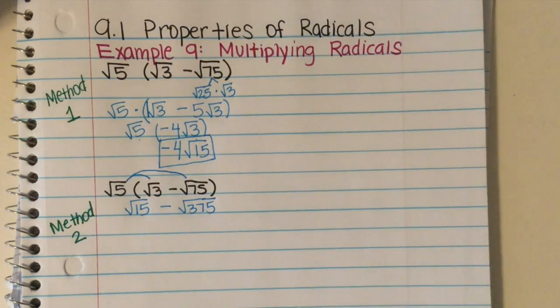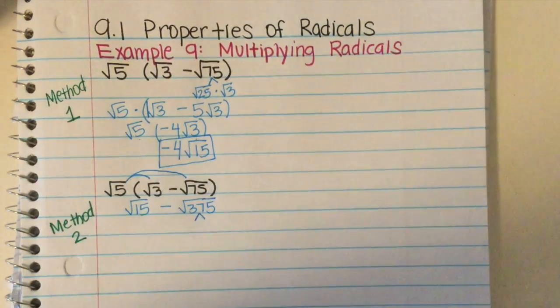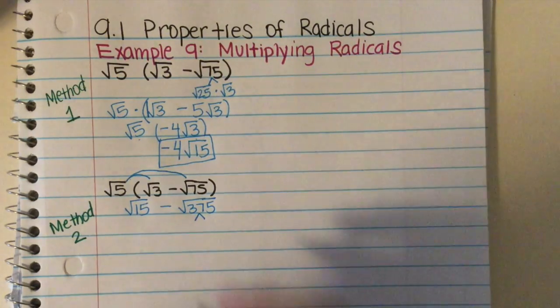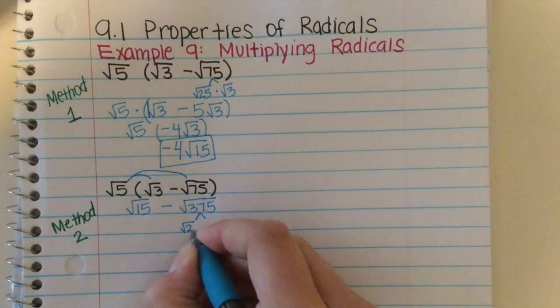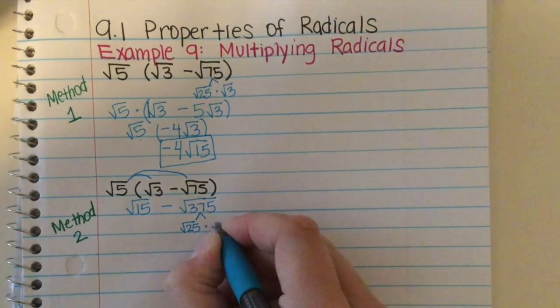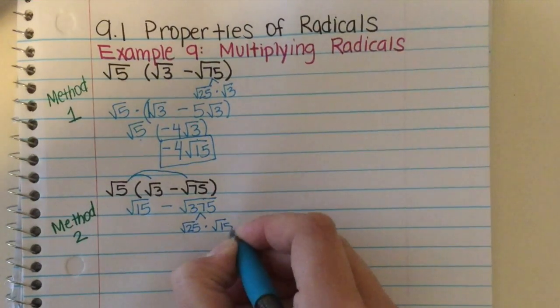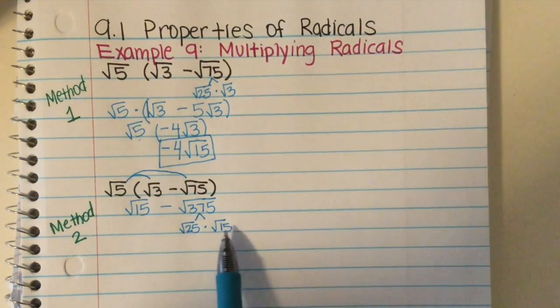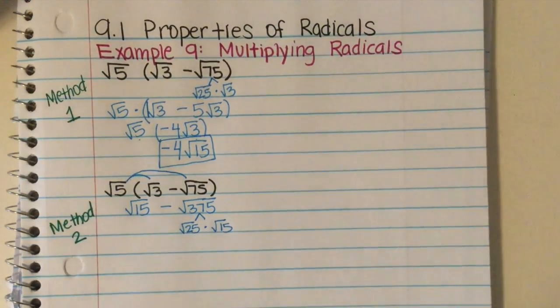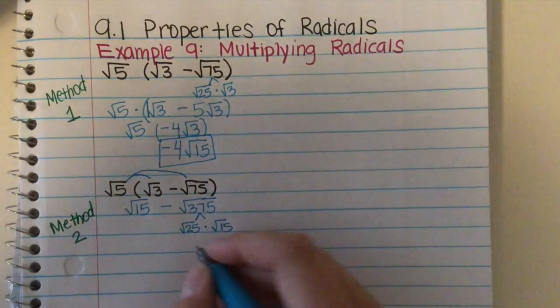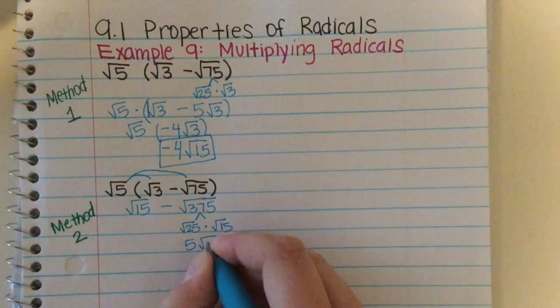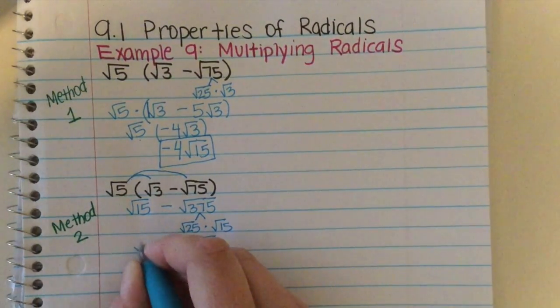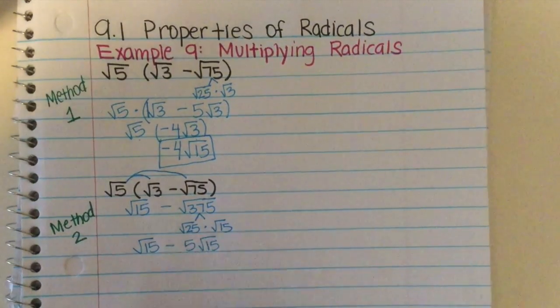Now, it doesn't look like I can simplify anything within here, but what I can do is pull out perfect squares from the square root of 375. So if I pull out the square root of 25 times the square root of 15, this is because 25 times 15 is equal to 375. Now I'm left with 5 square root 15, and the square root of 15 is being subtracted.